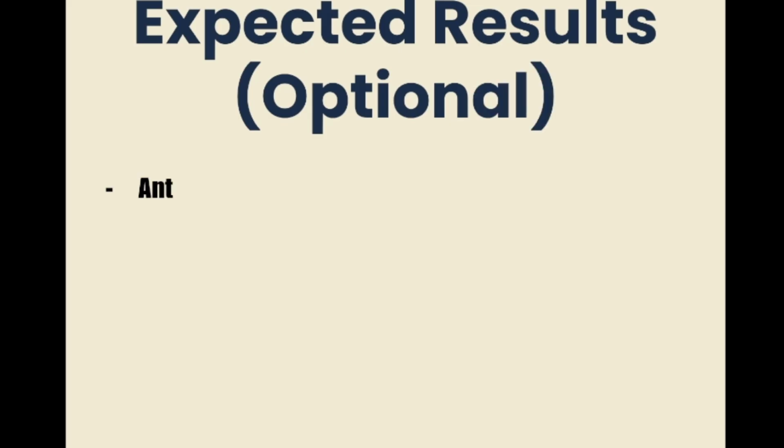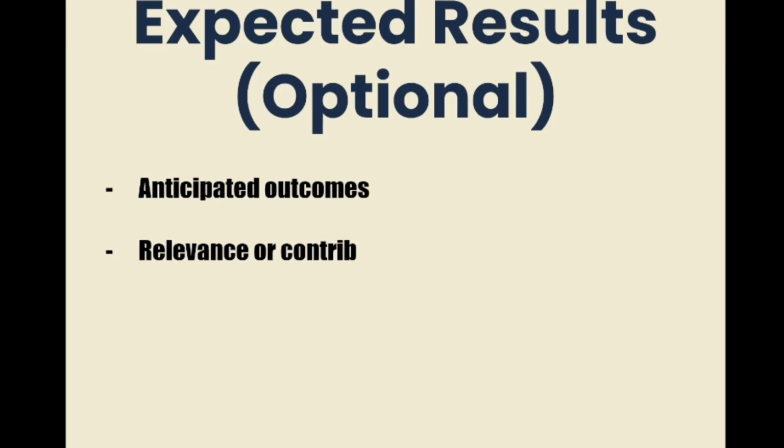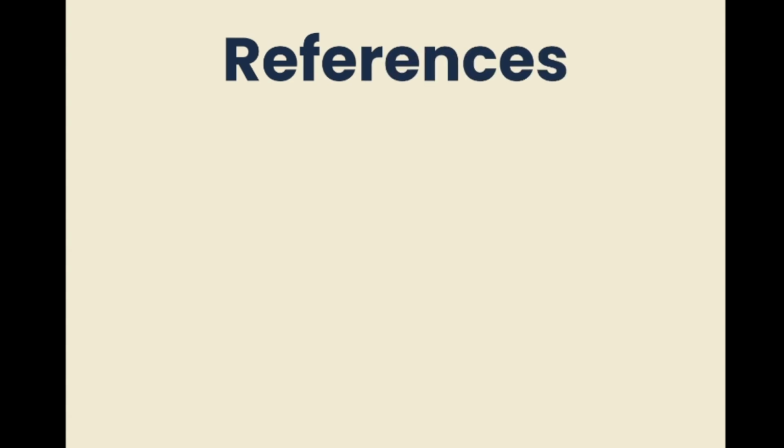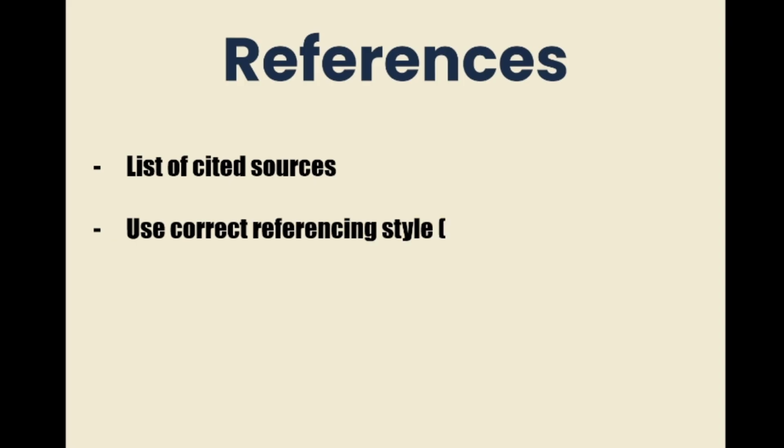If your proposal requires this section, the expected results, briefly state what you expect to find. These are not actual results, just predictions or assumptions based on theory or prior studies. Emphasize how your results will contribute to knowledge or practice. The reference list appears at the end of your research proposal. You need to include every source you have cited in the text, following your institution's preferred style, usually APA, MLA, or Harvard. Accuracy here is critical because this reflects your academic integrity.